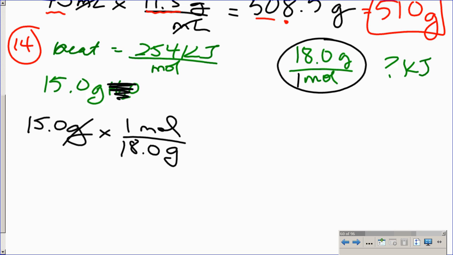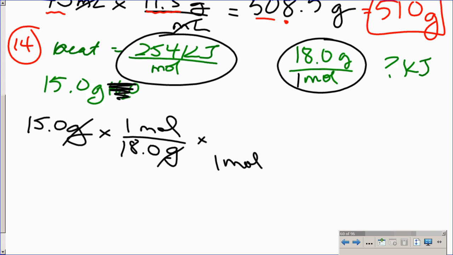So grams and grams cancel. Now, you'll notice I still want kilojoules. I'm at moles so far. What's my next step that would get me out of moles into kilojoules? This big one right here, right? So the 254 kilojoules per mole. Do I write it as is or do I flip it? As is, because I want the mole in the denominator down here, because I need moles to cancel. So the 1 mole from here goes down here, and then the 254 kilojoules goes in the numerator.